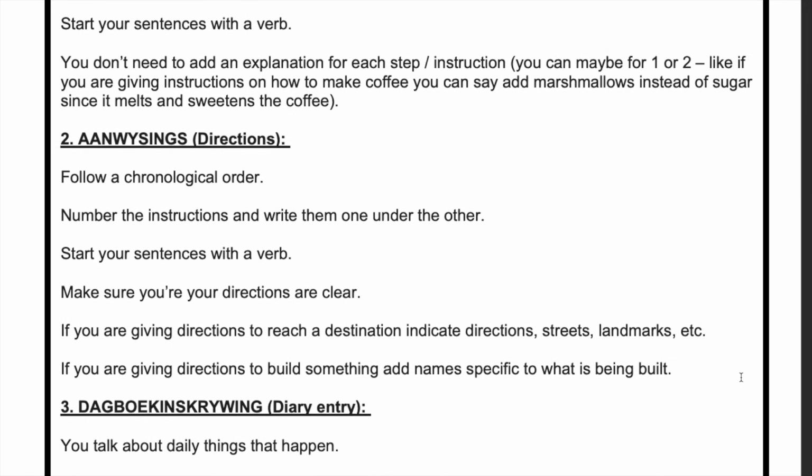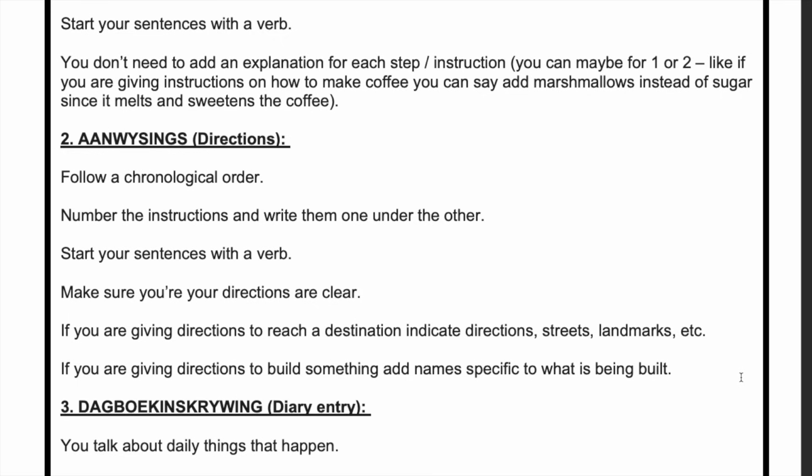So aanwysings, directions. Follow chronological order, number the instructions and write them one under the other. Start your sentence with a verb. Make sure your directions are clear. So if you're telling someone how to get from your school to your house, you cannot make it confusing because it has to be easy to follow.